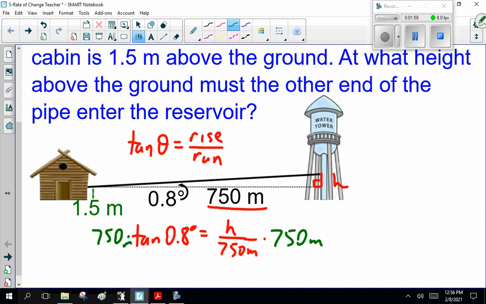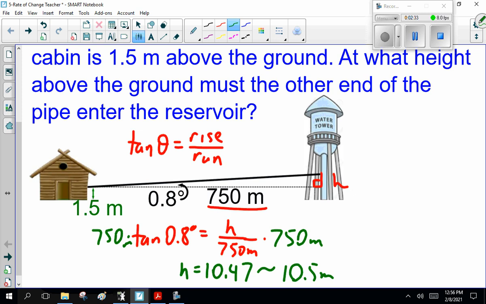So, grab your calculator. Now, calculator class, you've got to go 0.8 tan times 750. H is 10.47, which is 10.5 meters. All right? Now, so far so good?